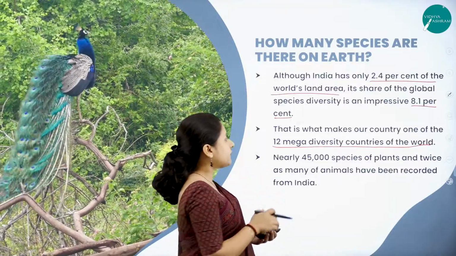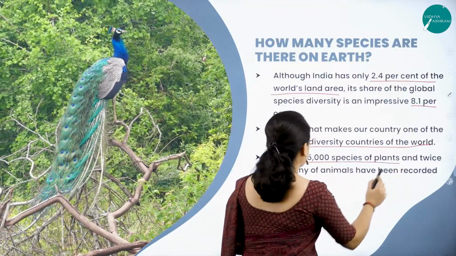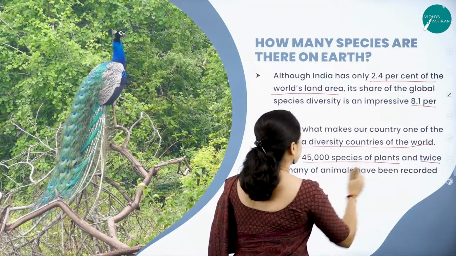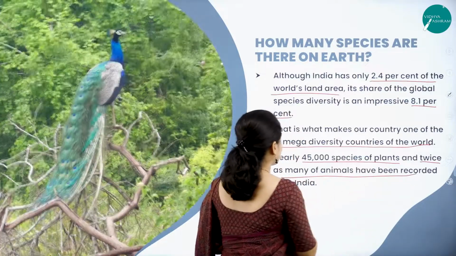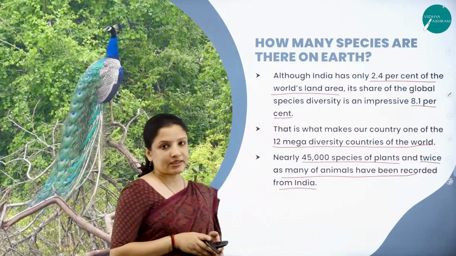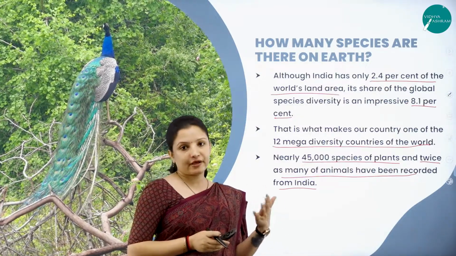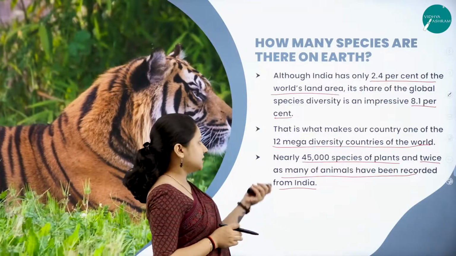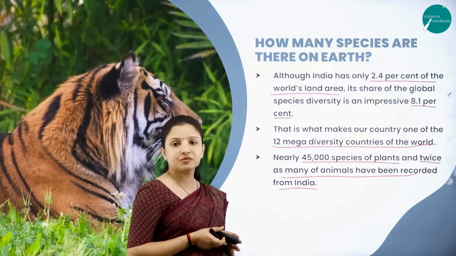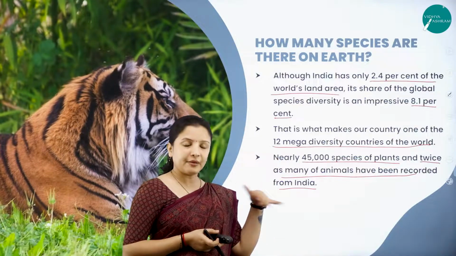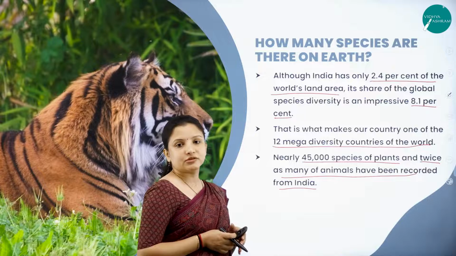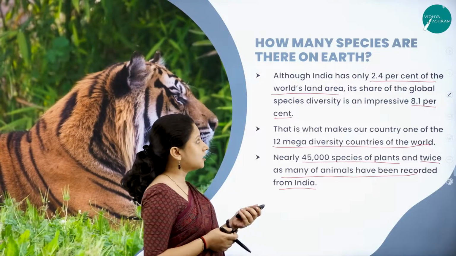And nearly 45,000 species of plants and twice as many species of animals have been recorded from India itself. So, always animal species is vaster when compared to plant species, and out of that, 45,000 species of plants are there, and double the amount of 45,000 species of animals have been discovered in India.